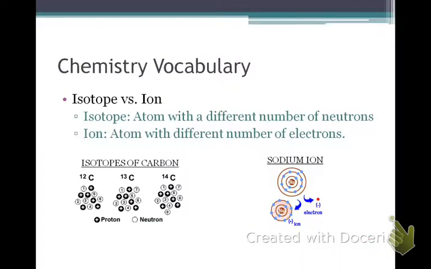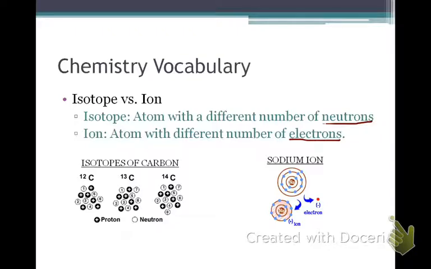And the last section for our chemistry vocabulary are isotopes and ions. Isotopes are atoms with a different number of neutrons. Atoms with a different number of electrons are called ions. So here we have neutrons for isotopes, electrons for ions. We only change the number of electrons for ions because if we were to change protons, we wouldn't get a different charge, we would get a different element entirely because the identity of an element is determined by the number of protons in its nucleus.